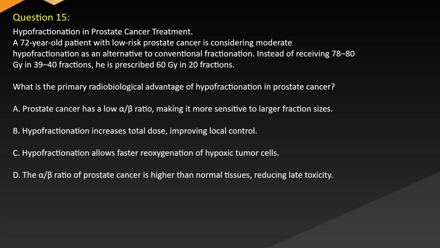A. Prostate cancer has a low alpha/beta ratio, making it more sensitive to larger fraction sizes. B. Hypofractionation increases total dose, improving local control. C. Hypofractionation allows faster reoxygenation of hypoxic tumor cells. D. The alpha/beta ratio of prostate cancer is higher than normal tissues, reducing late toxicity.